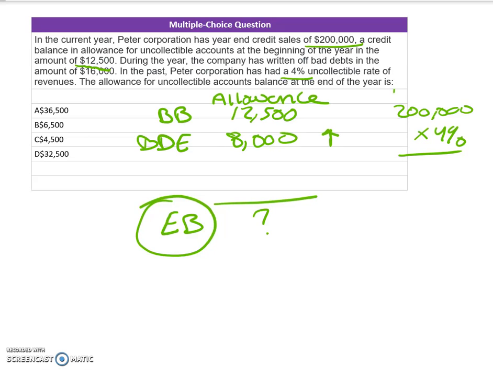One more thing that we need to note is that we have write-offs of bad debt in the amount of 16,000. So that means that we are going to be reducing our allowance. So 16,000 write-offs always reduce your allowance. So 12,500 plus 8,000 less 16,000. Final answer is 4,500.